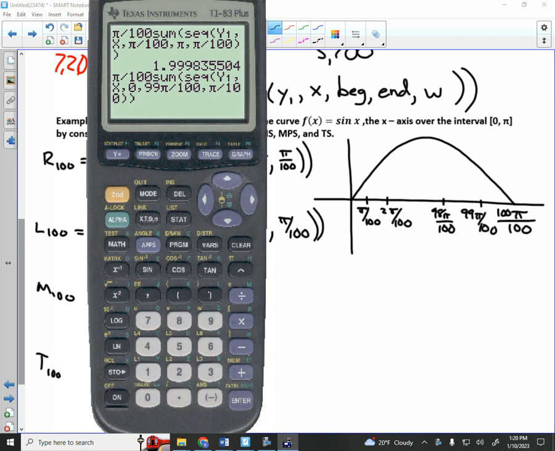Just start typing it, so 0, comma, and then just continue right over it.